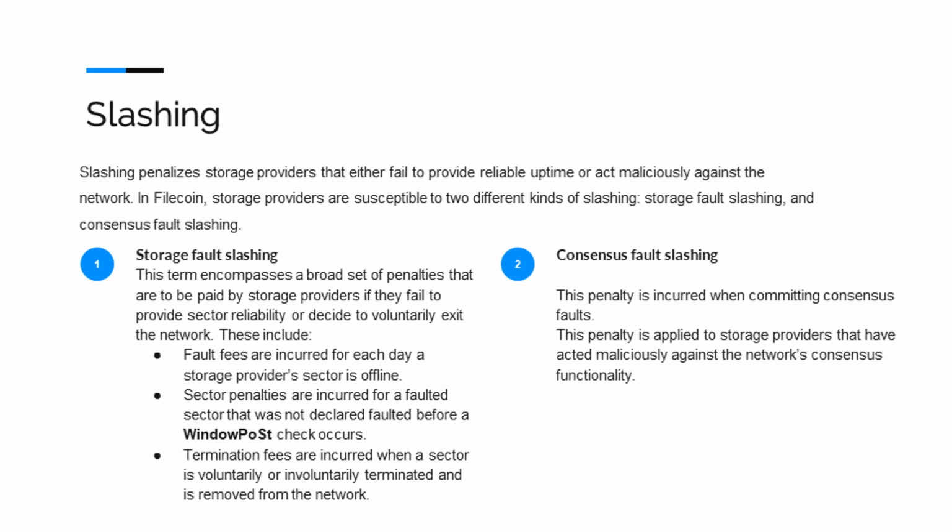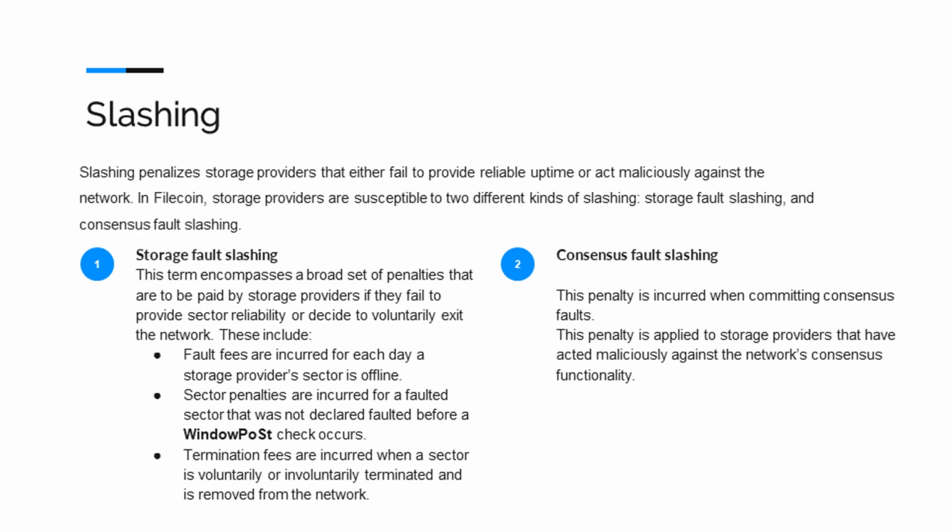In Filecoin, storage providers are susceptible to two different kinds of slashing: storage fault slashing and consensus fault slashing. Storage fault slashing encompasses a broad set of penalties that are to be paid by storage providers if they fail to provide sector reliability voluntarily or involuntarily in the network.